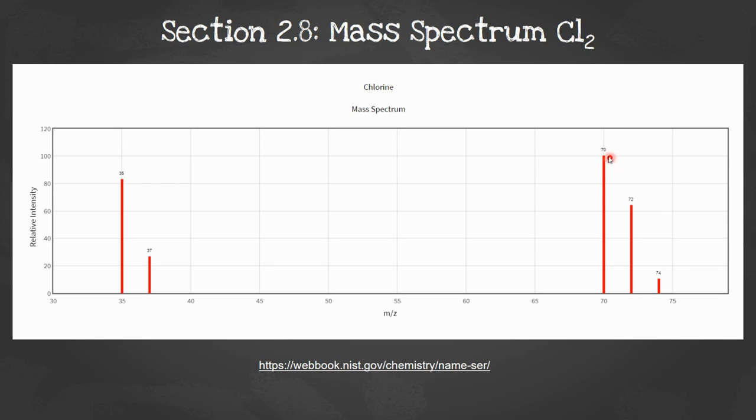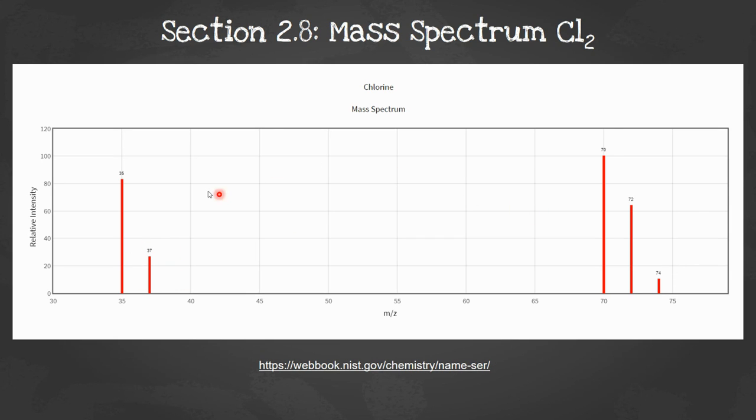So if this has a mass of 70, which isotopes make up this peak? That's right, it would be 2 chlorine-35 atoms that make up this 70 peak. And 72 would be 2 greater, so that couldn't be 2 of these, it would have to be chlorine-35 and chlorine-37. Okay, and what about this 74? That one, which is a much smaller peak, is going to be 2 chlorine-37 atoms bonded together.